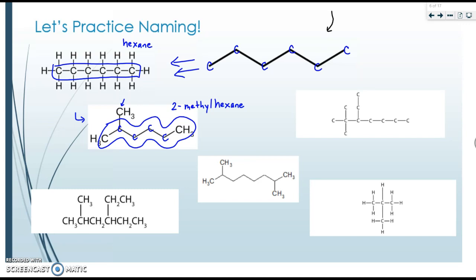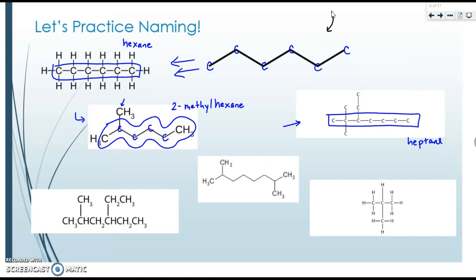Okay. Let's do one more just to be safe. So we're going to come over here. You have to identify the longest chain. It may or may not be the straight chain. Okay, in this one it is. So again, I'm just going to kind of square off my longest chain. My longest chain has 7 carbons. So the base is going to be heptane, because that's representing 7.